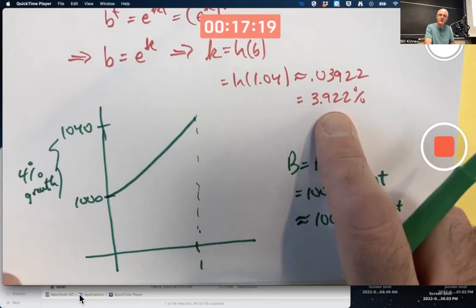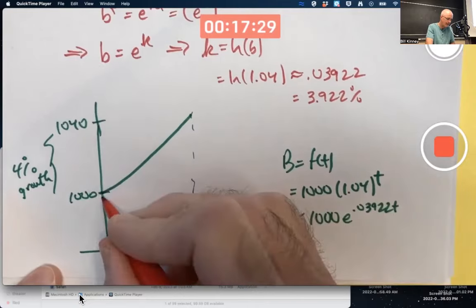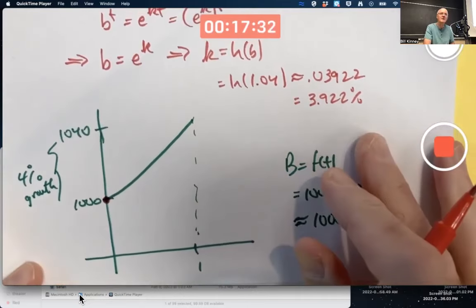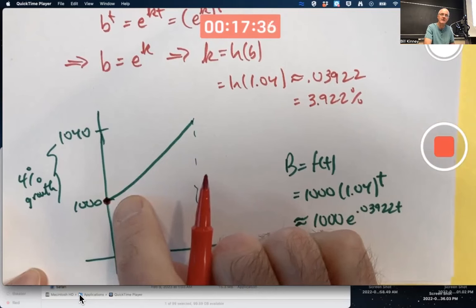How do you interpret this 0.03922? Here's a way to do it. I'm not going to fully explain why right now. I'm going to save that for when we know about derivatives. If you drew the so-called tangent line to this curve at that point, what is the tangent line?